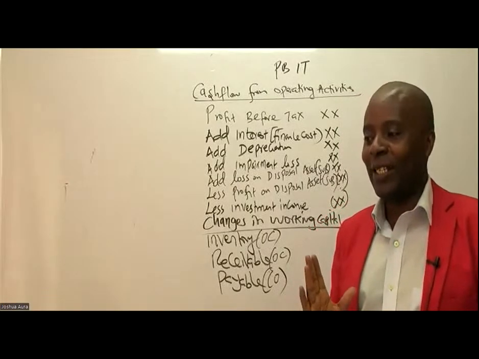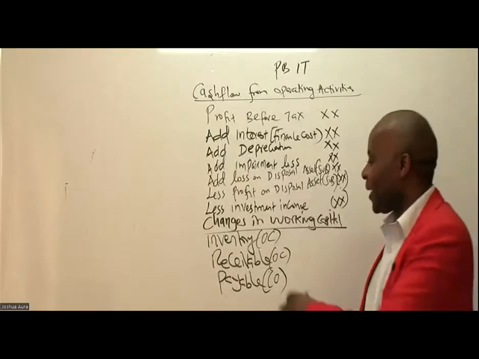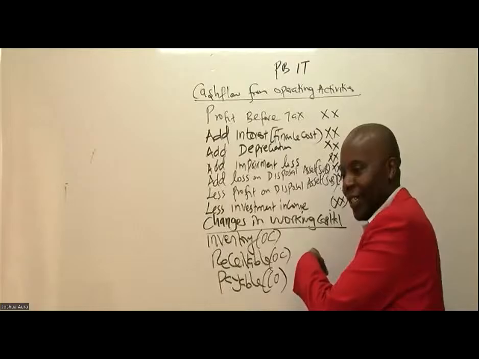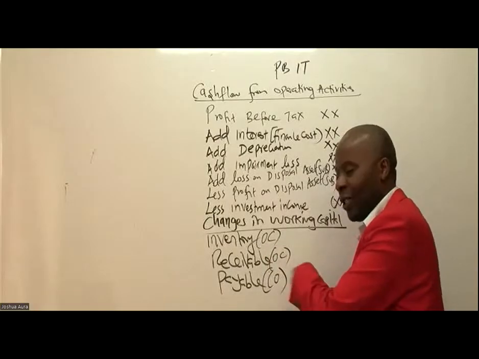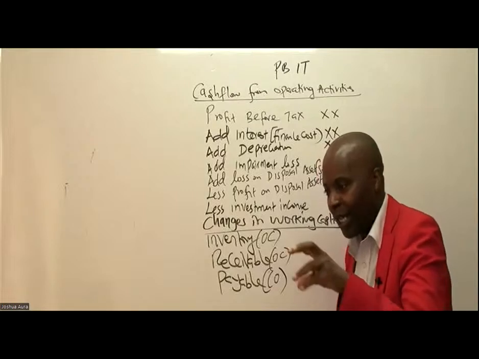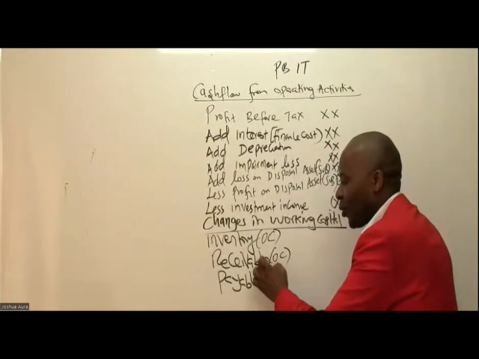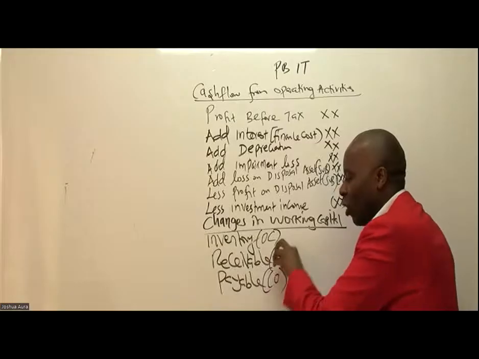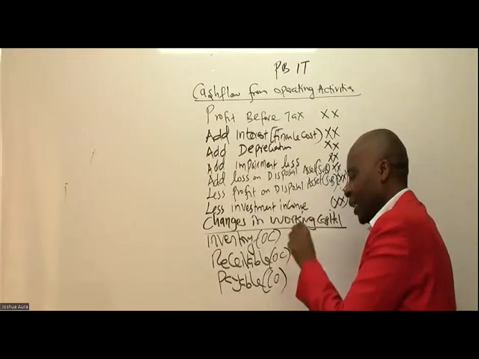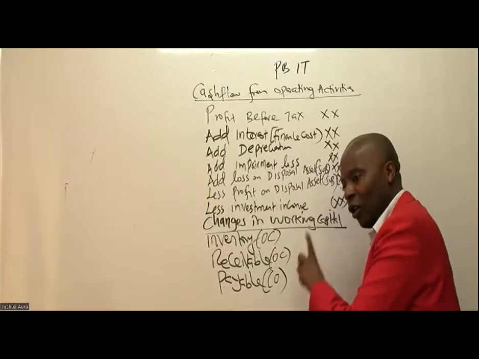For the new students, this basically means that for inventory, I'll be taking opening minus closing. You take the opening inventory minus the closing inventory. The same with receivable, because the two are current assets: opening minus closing. But for payable, you'll be taking closing minus opening.